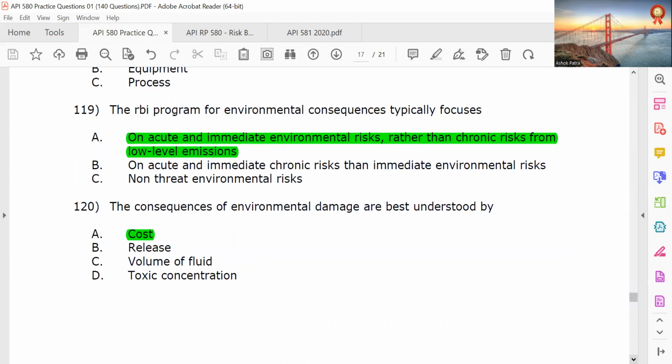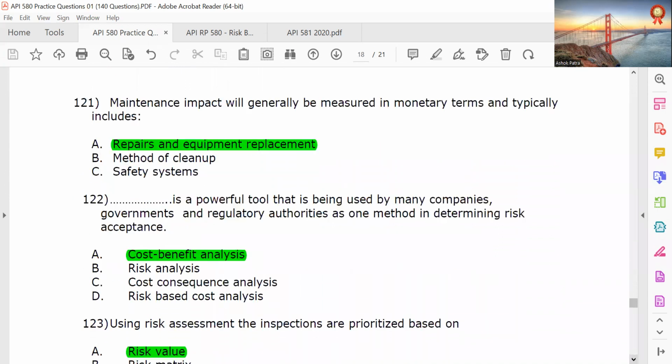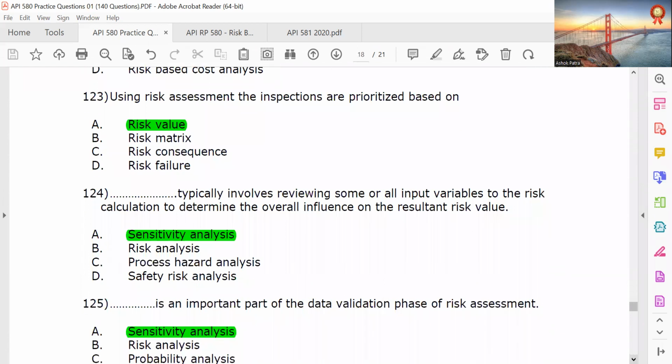The consequence of environmental damage is best understood by cost. Maintenance impact can generally be measured in monetary terms and typically includes repairs and equipment replacement. Cost benefit analysis is a powerful tool that is being used by many companies, governments and regulatory authorities as one method in determining risk acceptance. Using risk assessment, the inspections are prioritized based on risk values.